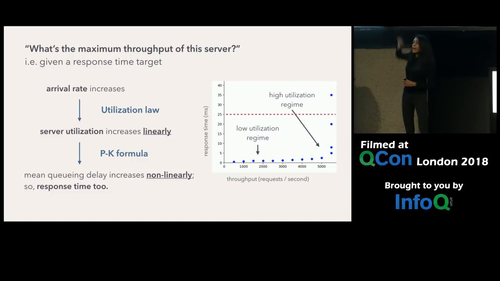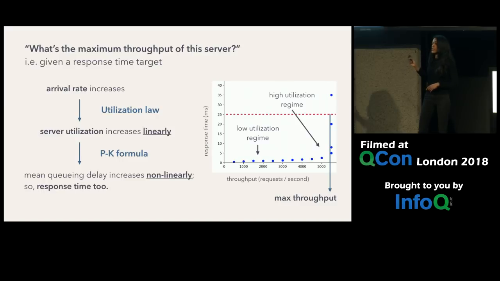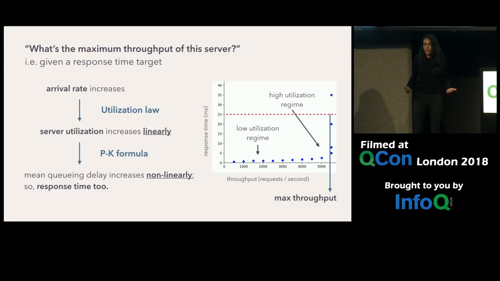So when we're in the high utilization regime, increasing the arrival rate is not going to improve our system's throughput. At that point, your server is busy. It's as busy as it can be. It can't do any more work. So at that point, increasing arrival rate is simply going to increase the response time of your requests. So what's the maximum throughput? Well, the maximum throughput is right around 5,500 requests per second. So that's around when our response time threshold is crossed, right? Because response time hockey sticks. It doesn't stay constant.